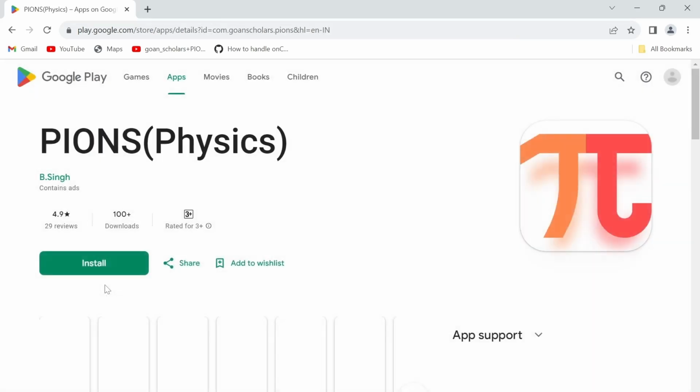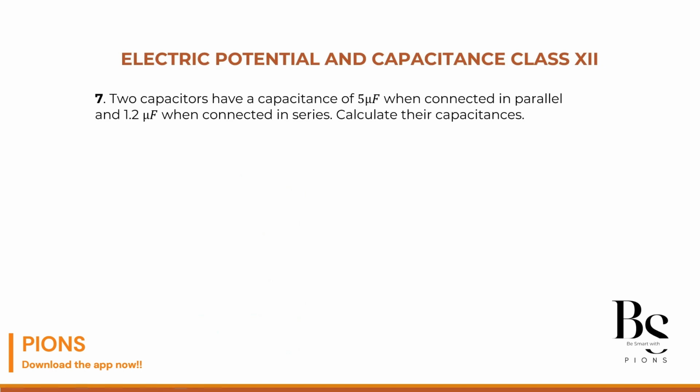Download the app now. Two capacitors having capacitance of 5 microfarad when connected in parallel and 1.2 microfarad when connected in series. Calculate their capacitance. Okay, so basically you have two capacitors. Let's call them C1 and C2. Once they are connected in series, once they are connected in parallel.